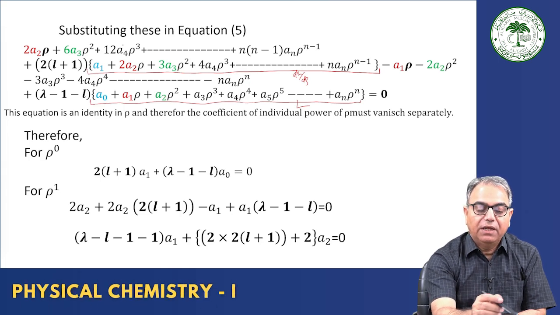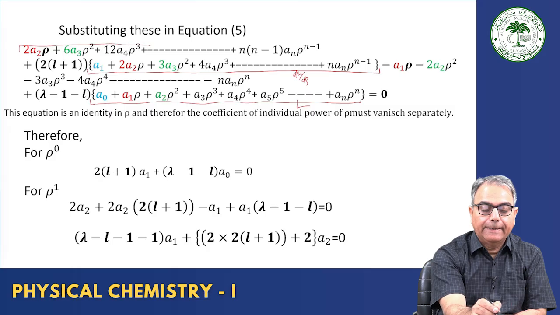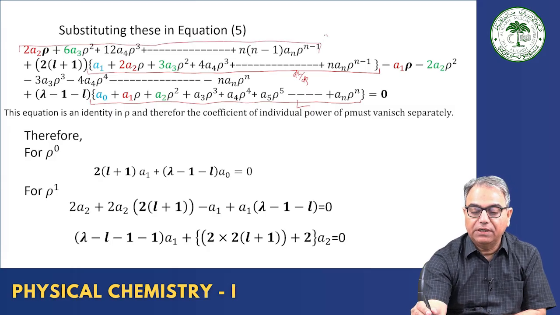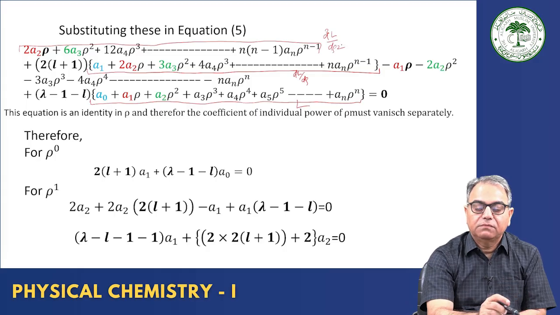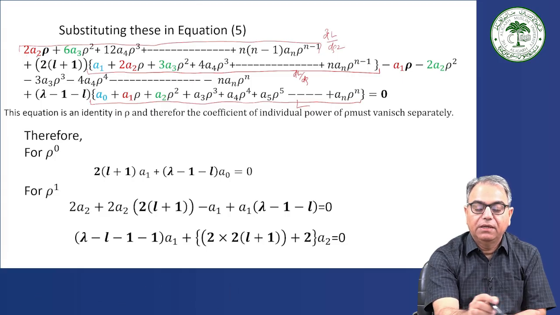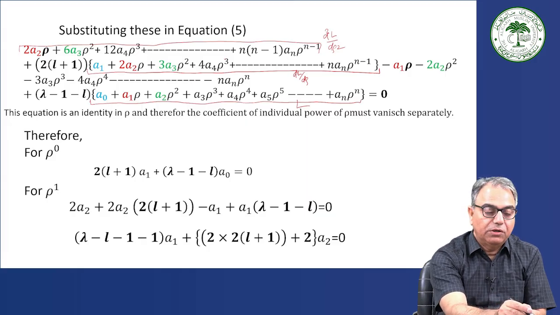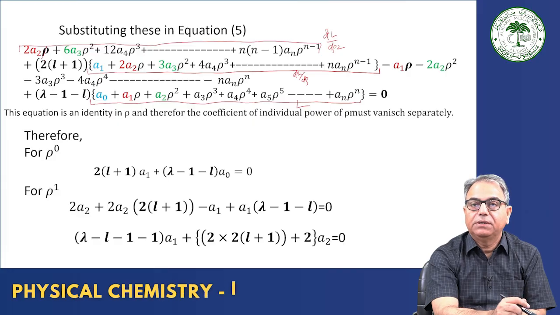Now differentiate this one and you get this term. This whole term is the second differential, d square L divided by d rho square. So differentiate this one, the a1 term will go, but 2a2 will be the first term. Then 3a3 means multiplied by 2, so 6a3 rho will be the term. Then 4 multiplied by 3 will be 12, 12a4 rho square will be the term. So these are the terms.